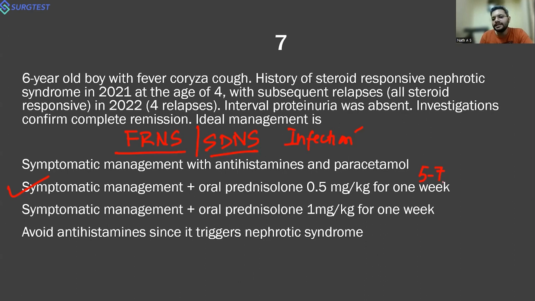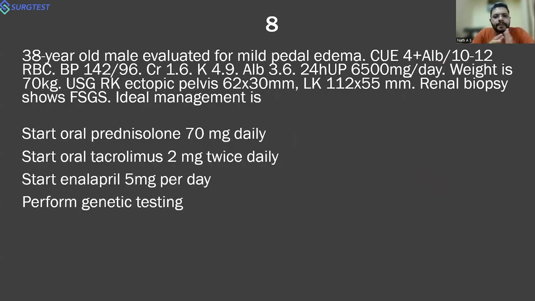So that's the concept. These things are not there in Harrison actually, but you have to know important things. So oral prednisolone at 0.5 mg per kg for 1 week is what you have to give. Infection is a trigger, and how do you actually deal with it? You have to prevent a relapse in these two populations by giving a short course of steroid.